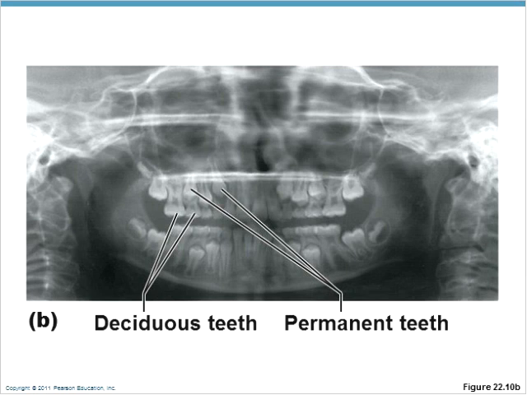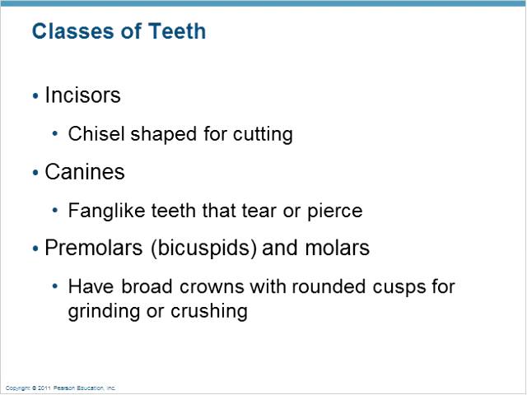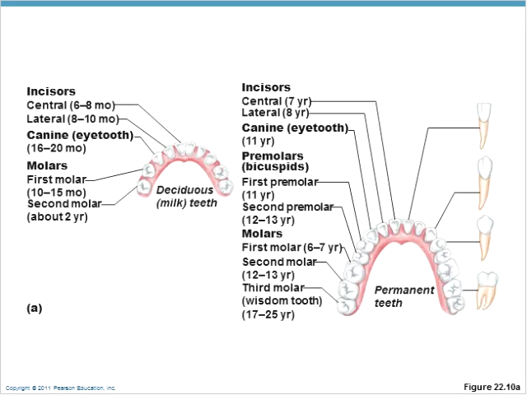And this is a nice x-ray of the teeth. You can see the deciduous teeth as they're going to fall out, and the permanent teeth are the ones that have the permanent roots. We have classes of teeth: incisors, canines, premolars, sometimes called bicuspids, and molars. The incisors are chisel-shaped for cutting. The canines are kind of like the fangs, the vampire fangs, if you will, that tear or pierce. And the premolars, or bicuspids, and molars have broad crowns with rounded cusps for grinding and crushing food. And you get a feel for what we're talking about.